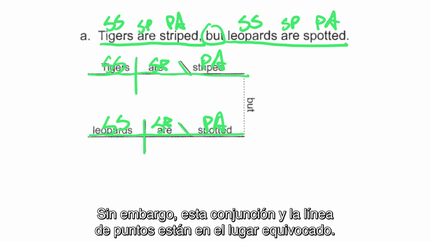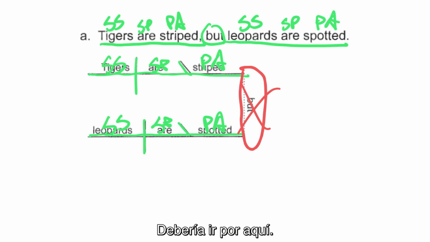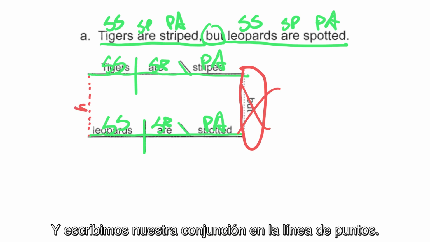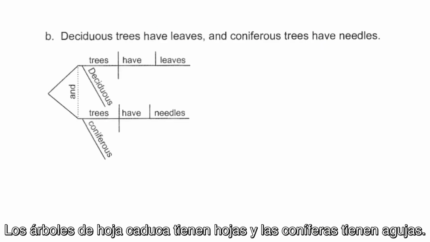However, this conjunction and dotted line are in the wrong spot. It should go over here. And we write our conjunction on the dotted line. Deciduous trees have leaves, and coniferous trees have needles.